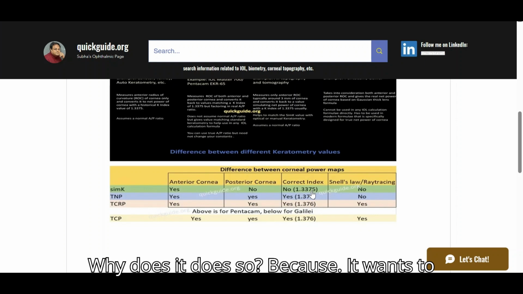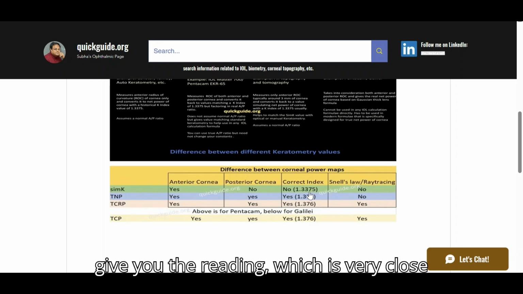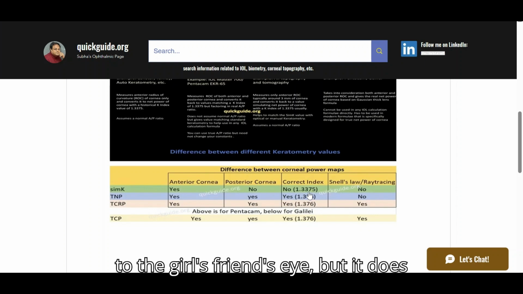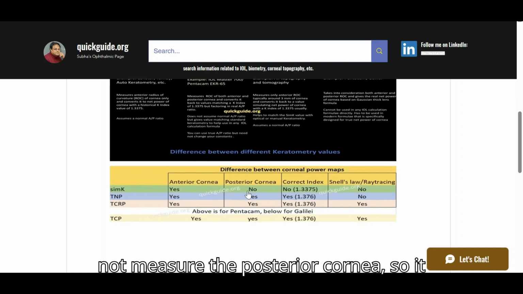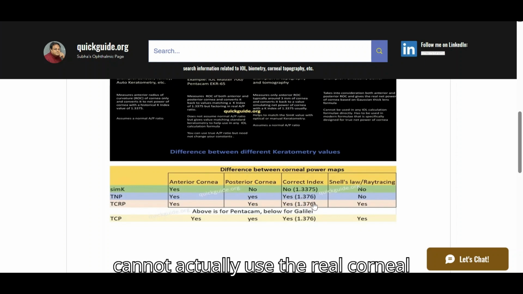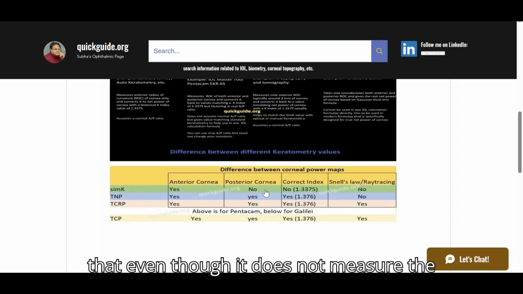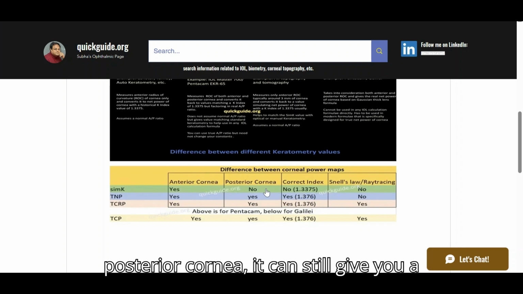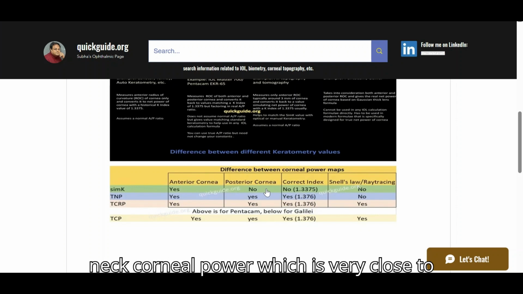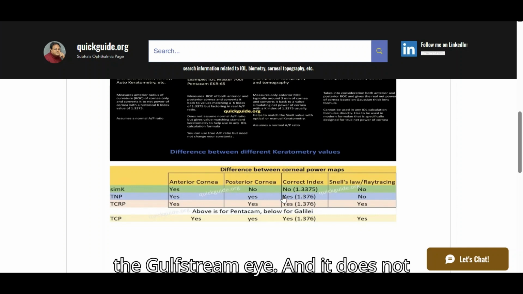Why does it do so? Because it wants to give you a reading which is very close to the Gullstrand eye, but it does not measure the posterior cornea. So it cannot actually use the real corneal refractive index. So it uses the 1.3375 keratometry index, so that even though it does not measure the posterior cornea, it can still give you a net corneal power which is very close to the Gullstrand eye.